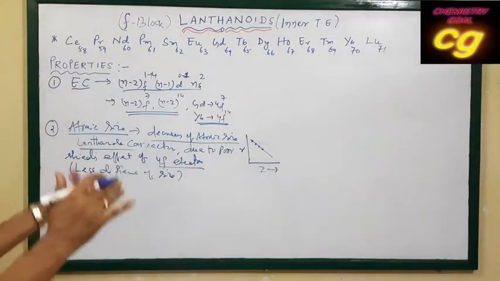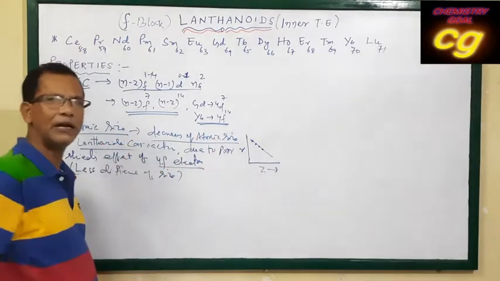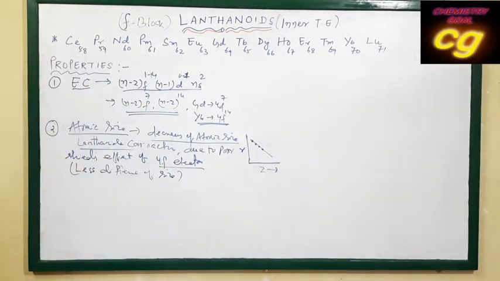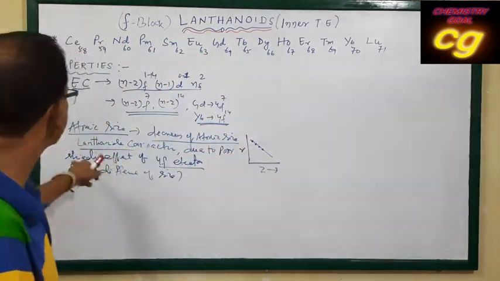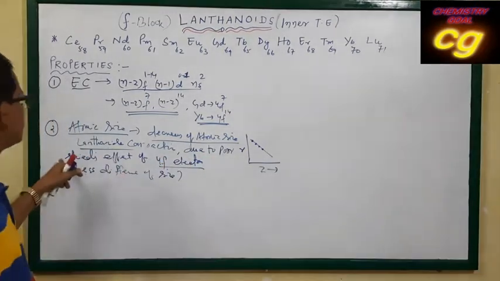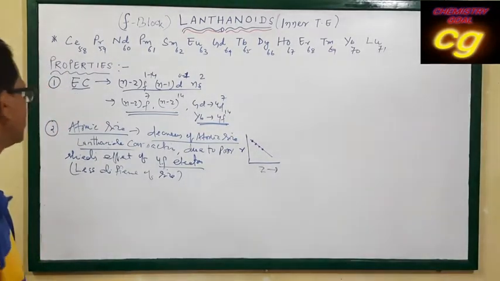Difference of size is very less. If you compare the atomic size of the elements in the series, the difference of atomic size is less, but the size is decreasing from left to right. This is called lanthanide contraction. What is the cause of lanthanide contraction? Due to poor shielding effect of f electrons, 4f electrons.